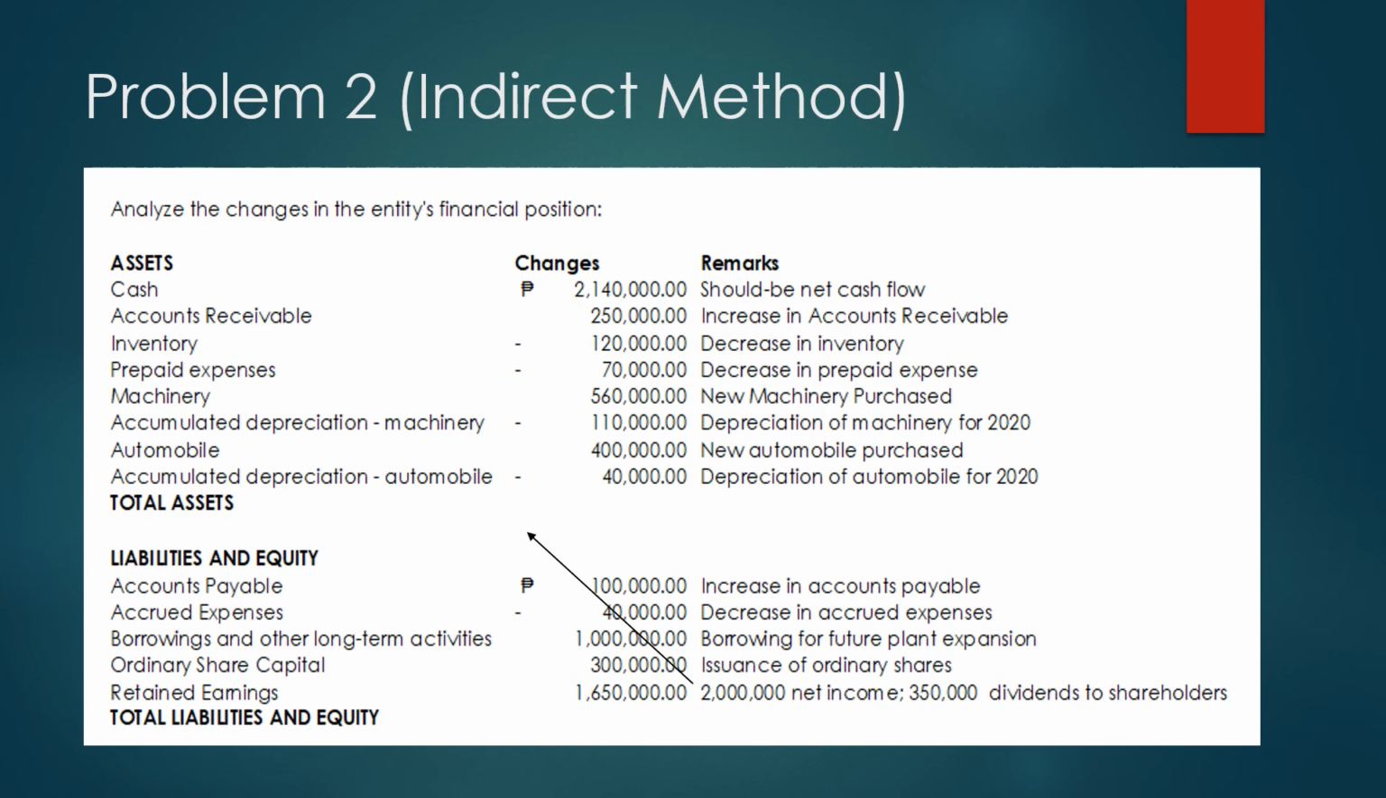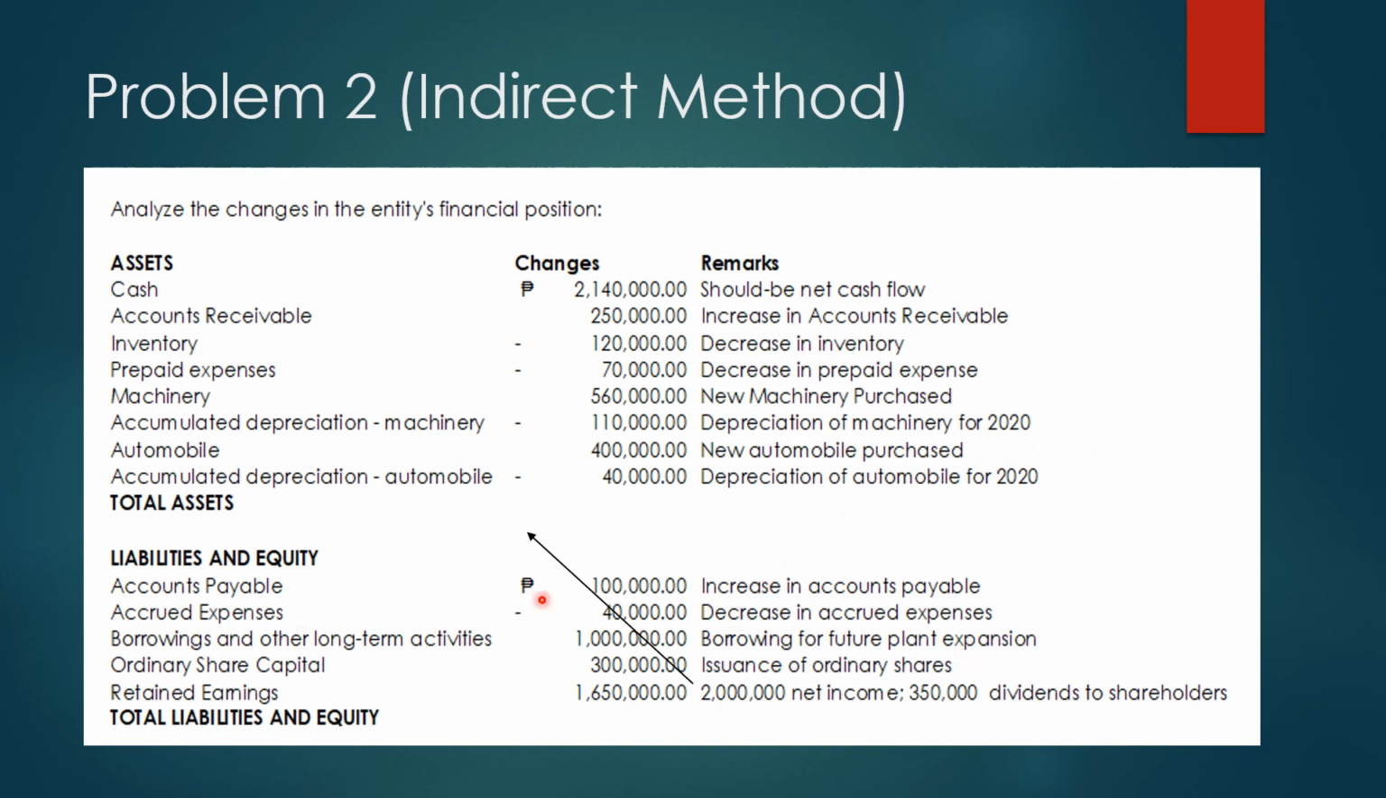Okay? So, next mo kailangan gawin, lagyan mo ng remarks. Si cash, ito daw yung should be net cash flow. Accounts receivable tumaas, so put increase in AR. Bumaba, decrease in inventory. Ito yung new machinery purchase. Sinulat lang na ito yung amount ng bagong biniling machinery. You have your depreciation. You have the value of your new automobile, depreciation ng automobile.